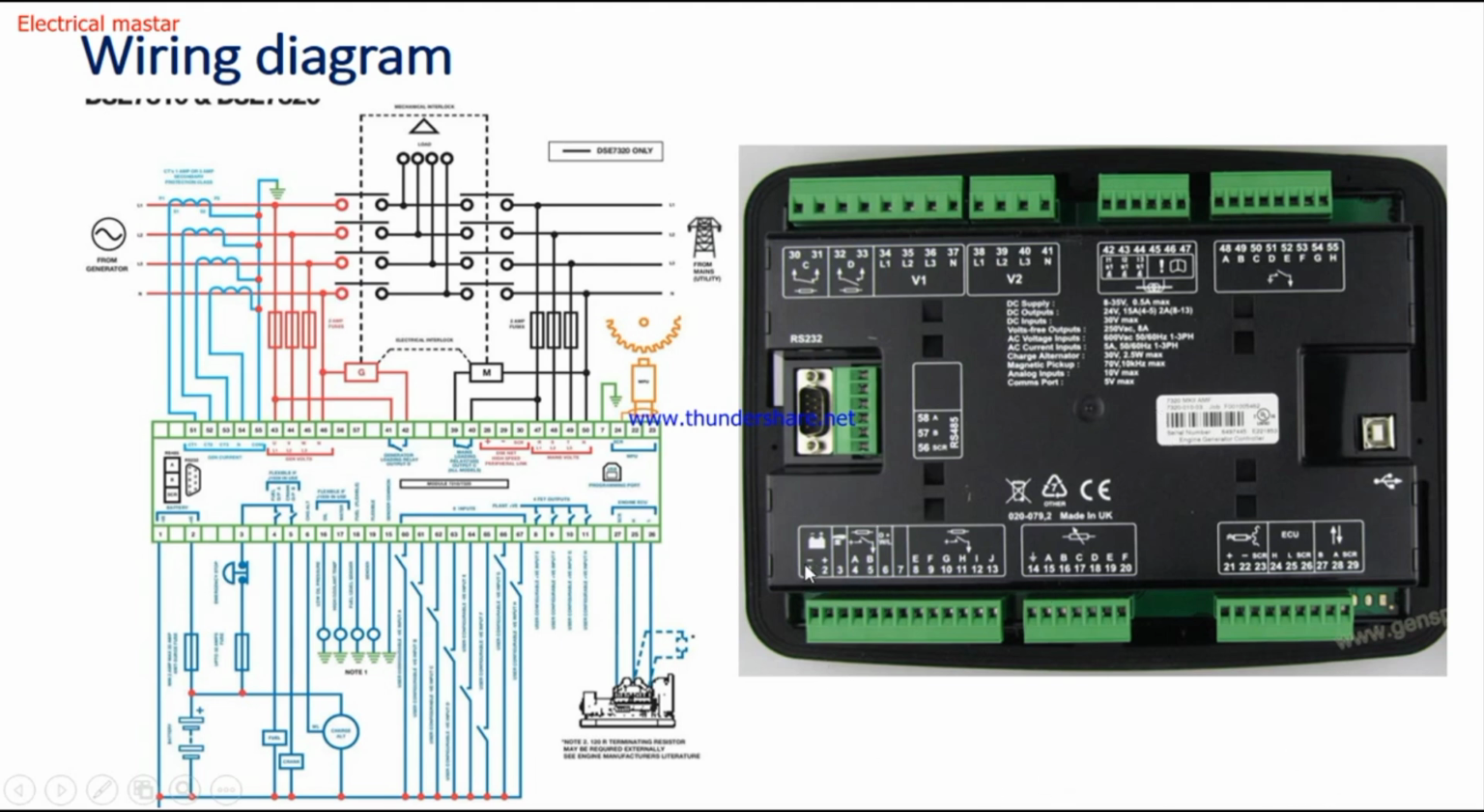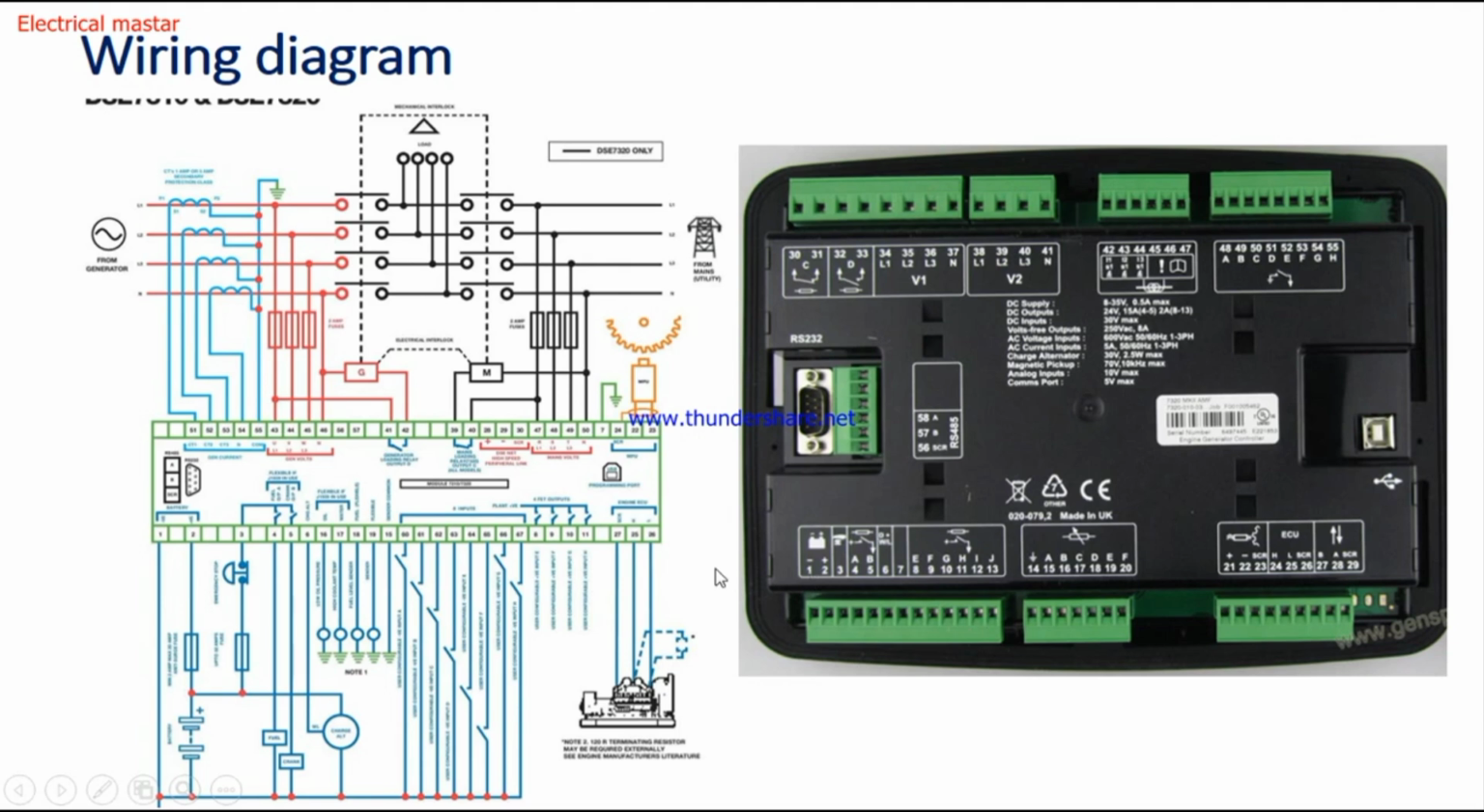You can see this picture, numbers 1 to 13. First we will see where these 1 to 13 have to be connected in the diesel generator. The picture on the left side is a schematic wiring diagram. This is the panel backside view with terminal pin connections.